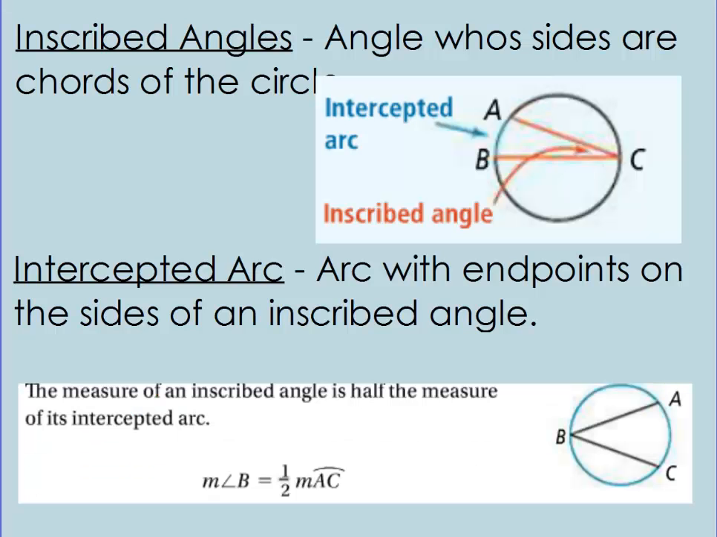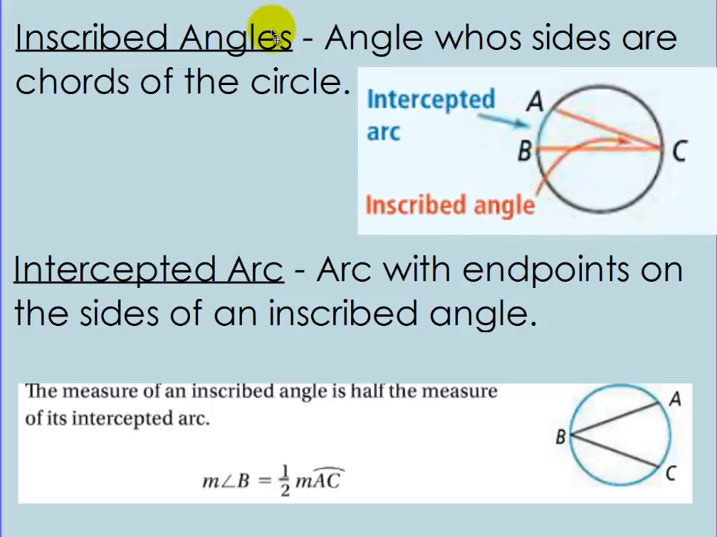Let's begin. So what is an inscribed angle? It's an angle whose sides are chords of a circle. So for example, this is the inscribed angle ACB, and both of these, AC and BC, are chords of a circle. Now there's this other word, intercepted arc. This is the arc with the endpoints on the sides of the inscribed angle. So it's kind of the arc that matches up with the angle that's inscribed.